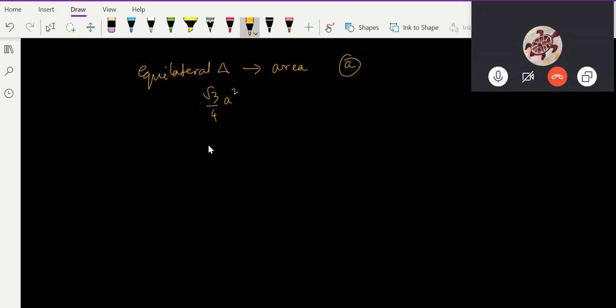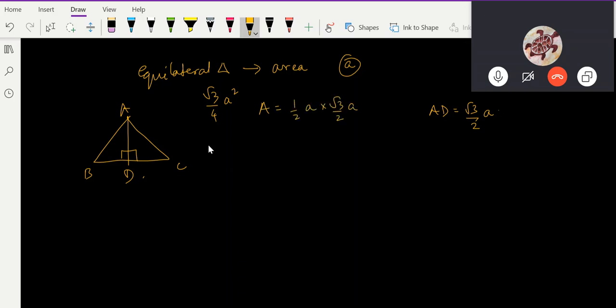So how did we get it? If this is my perpendicular, then AD we just found out is root 3 by 2a, and area is half of the base, which is BC, into the height, so half a into root 3 by 2 a. Clear?